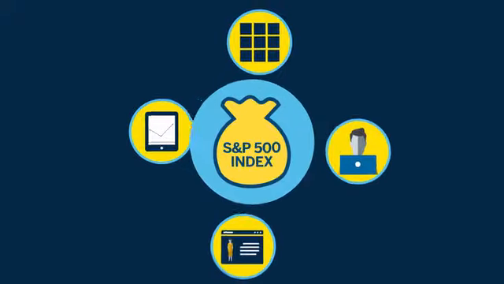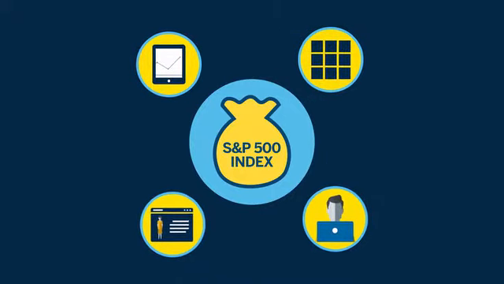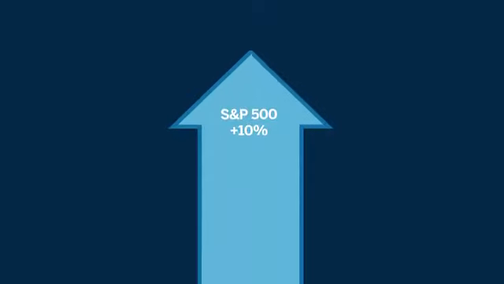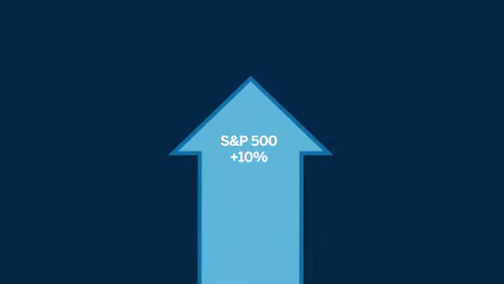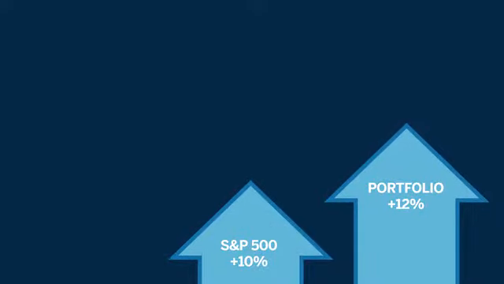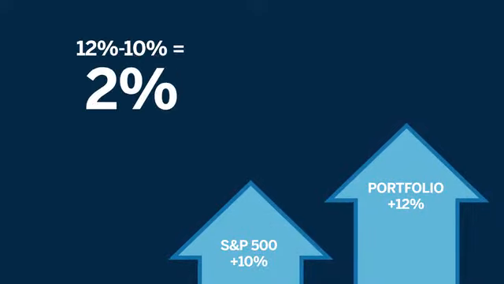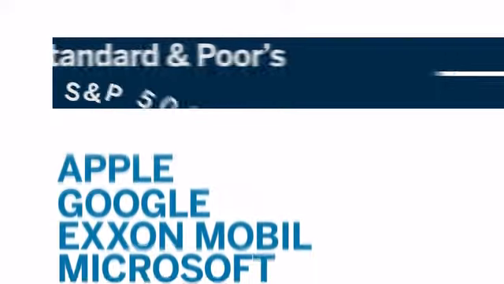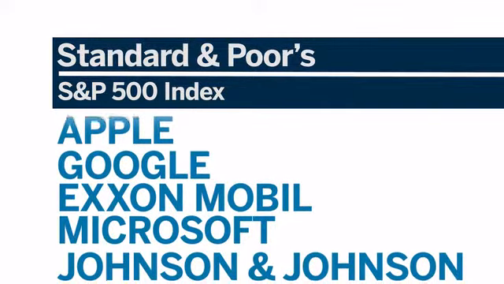Alpha is a measure of the active return on an investment, or the excess return above a benchmark such as the S&P 500. For example, let's assume the S&P 500 is up 10% over a period, and an investor's portfolio is up 12%. The additional 2 percentage points above the benchmark is referred to as alpha. Alpha can also be negative too, as would be the case if the investor's portfolio returned less than the benchmark of 10%. While adding alpha is possible, the challenge in doing so has led to the popularity of passive investing.